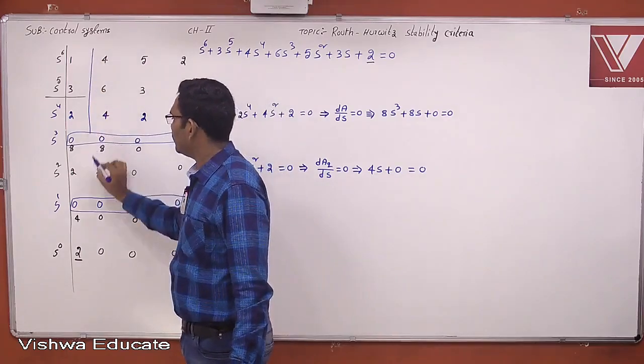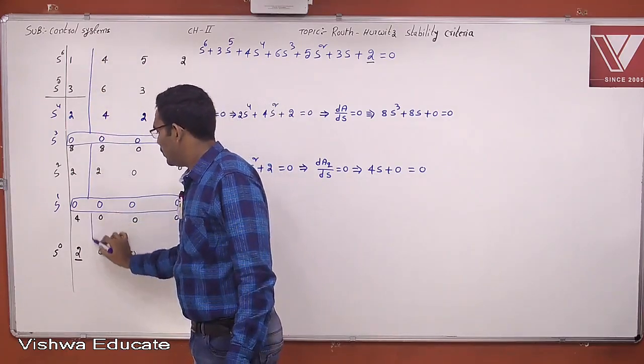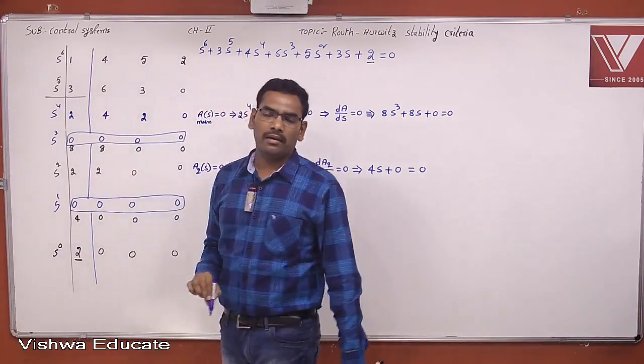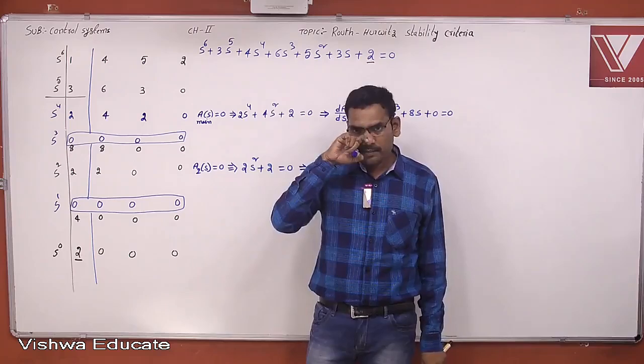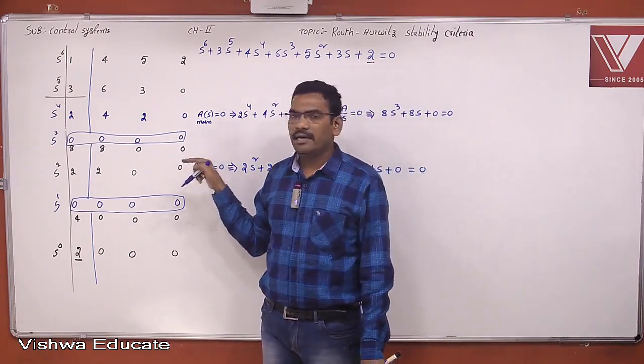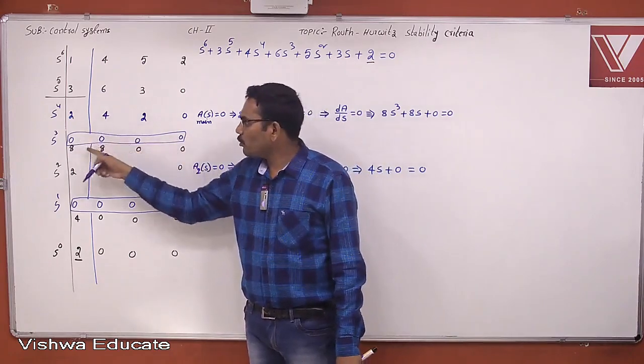Now see the first column. Positive, positive, positive, positive, positive, positive. All are the same sign in the first column, but don't say the system is stable, because this is a case where the row of zeros occurs.